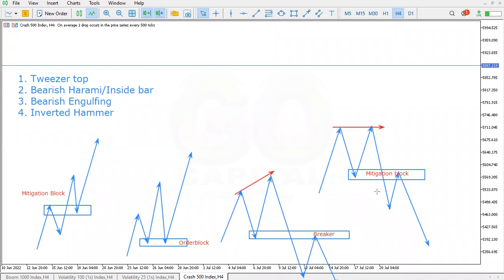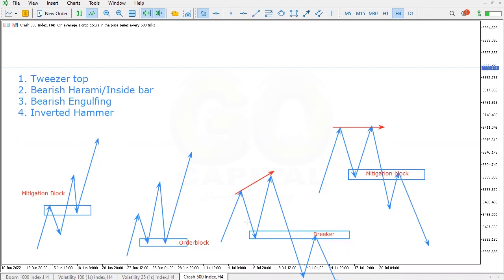Now let me tell you the difference between the mitigation block and the breaker. The mitigation block will create an equal high, or this one will be lower than the previous one, before the market pushes down to break this block that is here and comes back to it. This scenario is a mitigation block. Then in this one, where the market broke a structure before, it went to create a higher high before it came down and broke this one, and then it is coming back to it. It's called a breaker. So the difference between the mitigation block and the breaker is these highs. Are you seeing it?